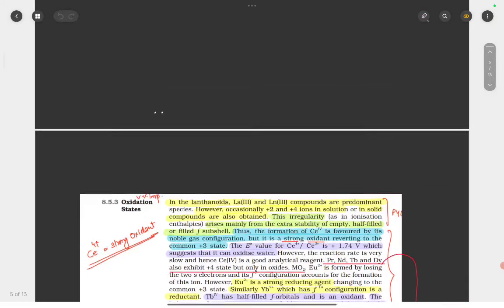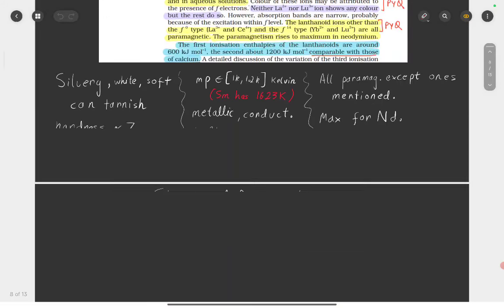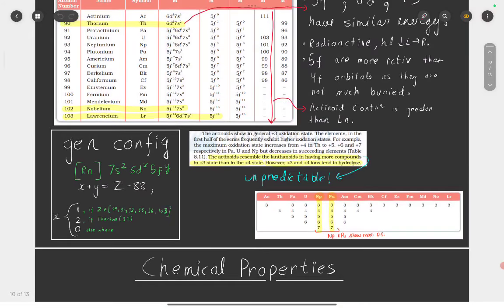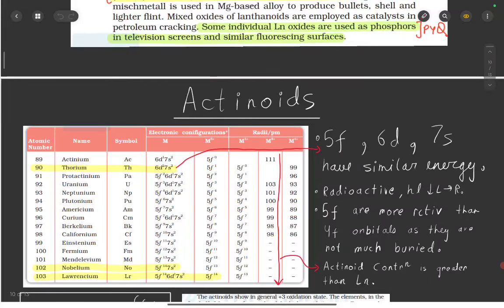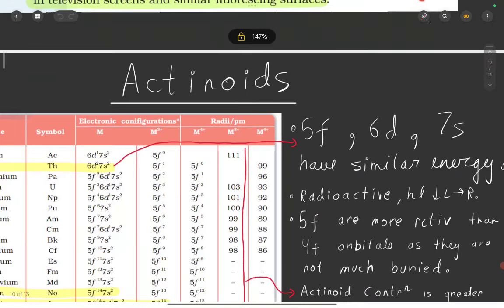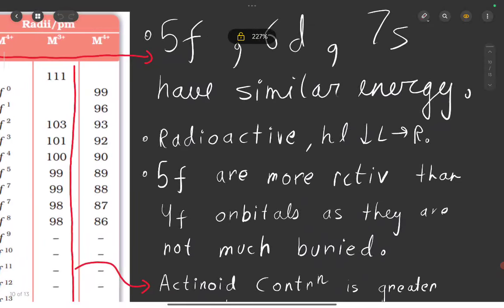Now, remember that trick, or rather that way I told you to remember the configurations of lanthanoids? A similar trick exists here. Let's discuss it. And these are the basic configurations. Some general points are the 5f, 6d, and 7s shells have similar energy. And the actinoids are radioactive and their half-life decreases left to right.